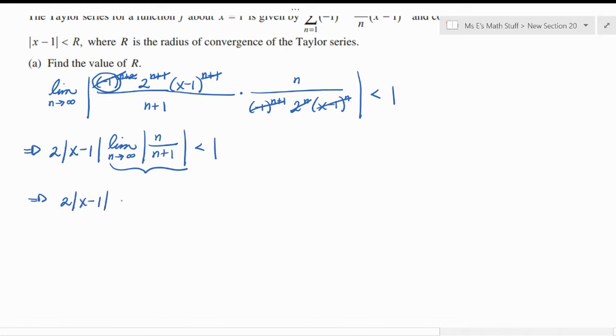Now, evaluating this limit, you'd end up with 1, and so you'd be left with 2 times the absolute value of x minus 1 being less than 1. And then from here, just divide both sides by 2. There we go. They only asked you for the radius of convergence, so there's no need at this point to check endpoints or anything like that. So there you go. The radius of convergence is 1/2.